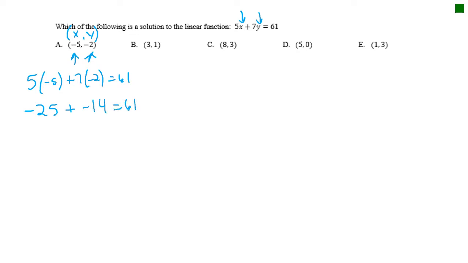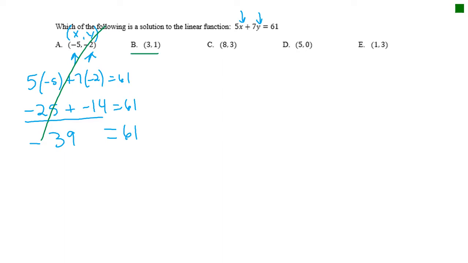In order for this to be a solution, this side has to equal 61. If it does not equal 61, then it's not true. Well, -25 plus -14 gives me -39. Is this true? -39 equals 61? No. So therefore, this coordinate point is not a solution. All right, I move to the next one, or I could pick whatever I want.